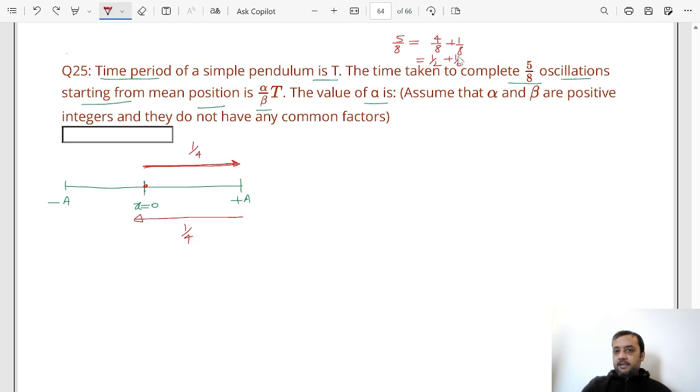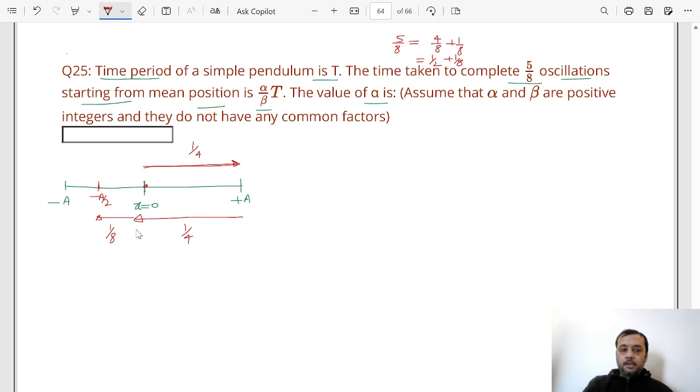Now another 1 by 8th of the oscillation has to be performed. If it goes to the negative extreme, then the oscillation is 1 by 4, but we want only 1 by 8. That means it should go till minus a by 2 position. Half of this is a by 2, I mean minus a by 2. So basically this is the 1 by 8th of the total oscillation.